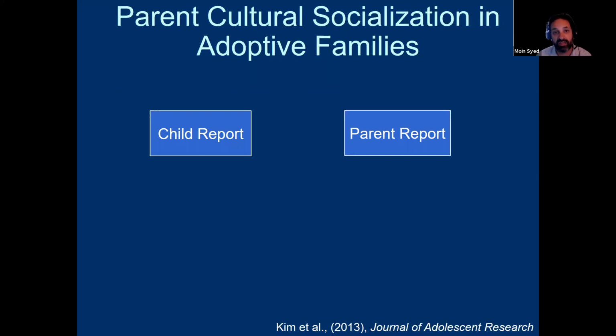So just looking at this, which is a form of triangulation on its own, different reporters: does the child report of how much parents engage in this behavior match with the parent report of how much they engage in this behavior? Not surprisingly, there was not concordance here. The parents were reporting engaging in socialization behaviors at a much higher rate than the children. So the parents are saying, yes, we're doing this, and the children are saying, not so much, right? So there's discordance, there are different perceptions about the frequency and intensity of these kinds of behaviors.